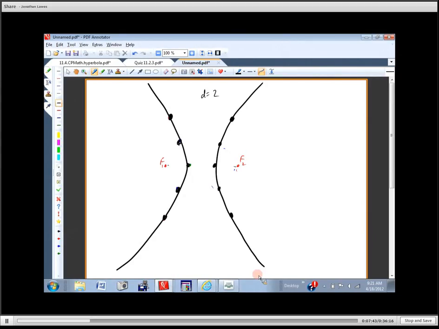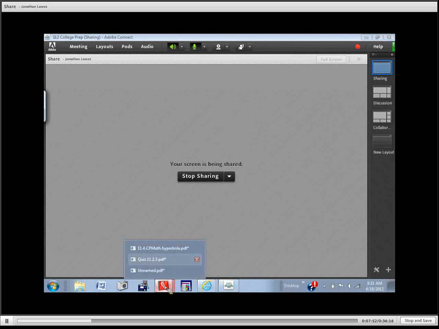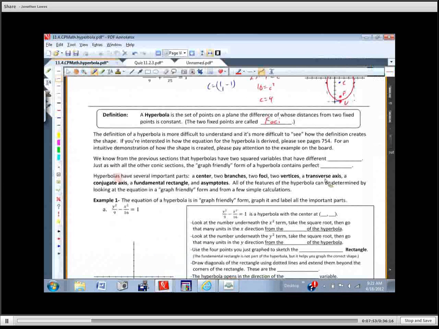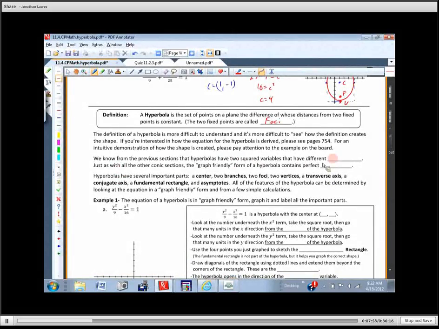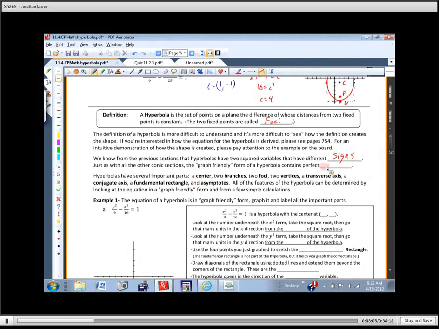Okay? All right. In practice, it's actually pretty easy to graph these, especially if you've been paying attention and thinking about this stuff the way I asked you to. Okay? So, let's see. We know from previous sections that a hyperbola has two squared variables that have different signs. Okay? And all the other conic sections had graph-friendly forms that contained perfect squares. So you've got to make perfect squares on this one just like you've got on the other ones.